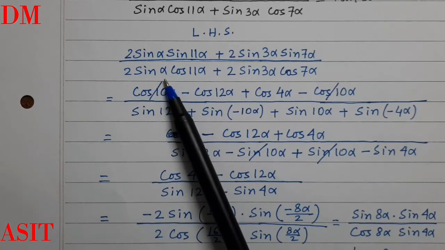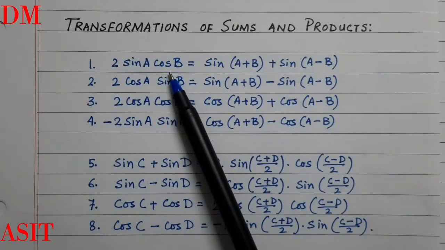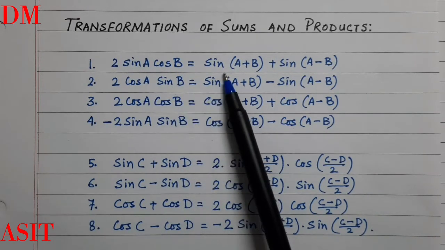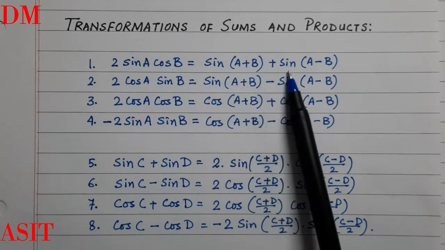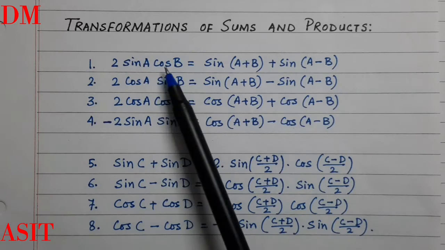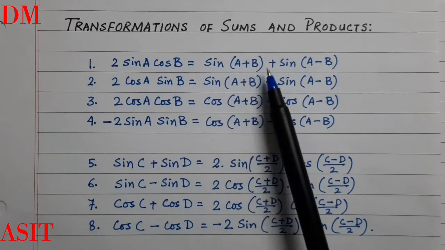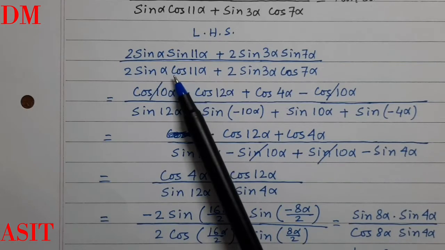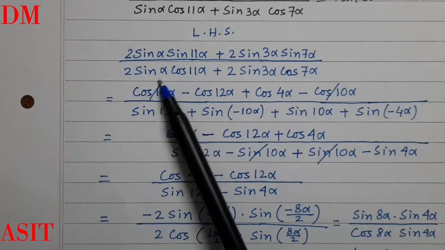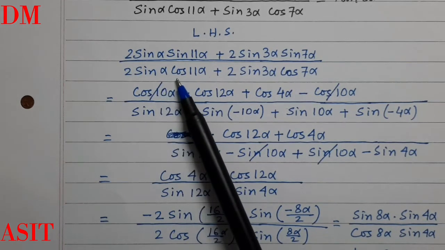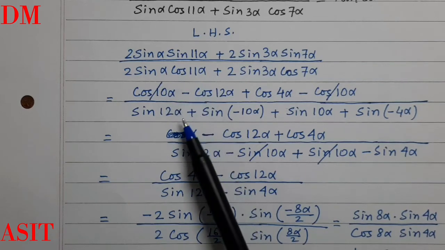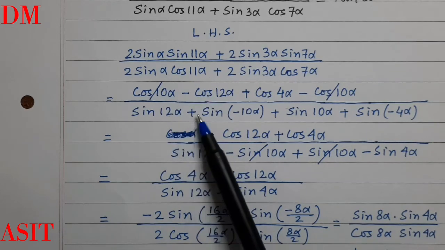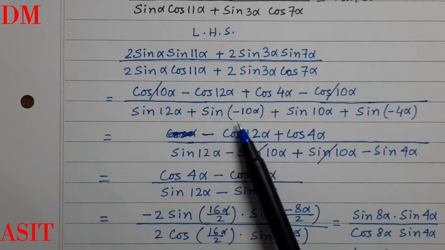So let's see what is the formula. So we have this formula 2 sin A cos B. 2 sin A cos B is equals to sin of A plus B plus sin of A minus B. So 2 sin A cos B is sin summation plus sin difference. So here also it will be sin summation plus sin difference. So we can write sin summation means alpha plus 11 alpha, 12 alpha, plus sin difference. So that will be sin of minus 10 alpha.